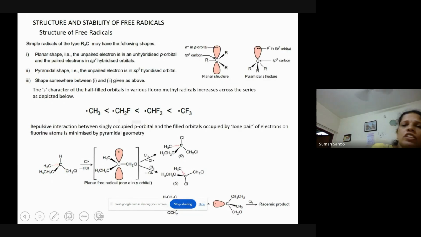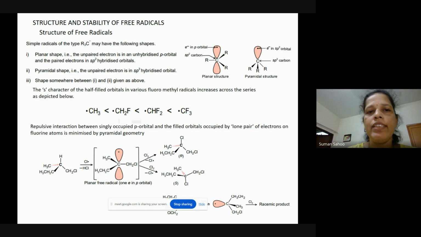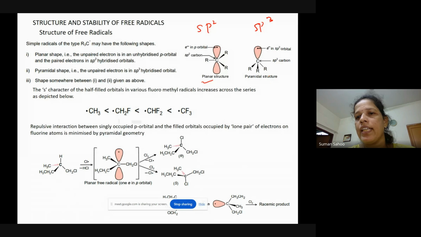Next comes the structure and stability of free radicals. As we know, a free radical has an unpaired electron, so it can have either sp2 hybridization or sp3 hybridization. In case of sp2 hybridization, it is a planar structure, and the unpaired electron remains in the p orbital. But when it is sp3 hybridized, the unpaired electron will remain in an sp3 hybrid orbital. It depends on the R groups.